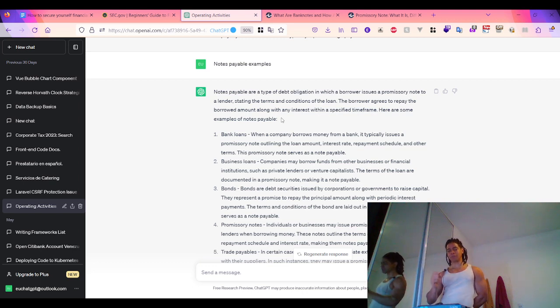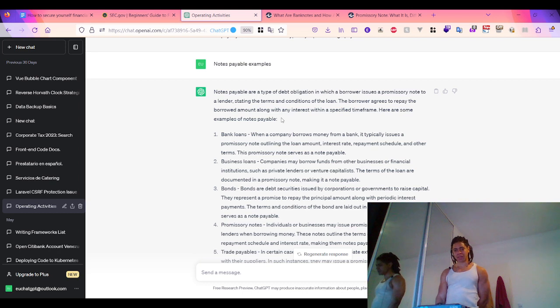Outlining the principal, the interest, and the repayment schedule. Business loans, which is where a company may borrow funds from other businesses and other financial institutions such as private equity or venture capitalists.